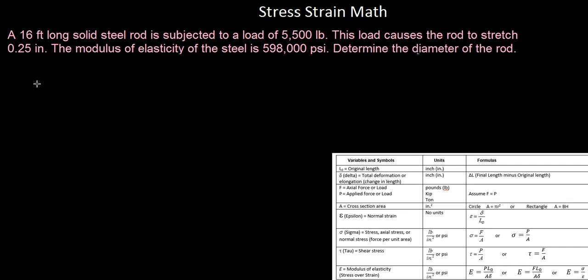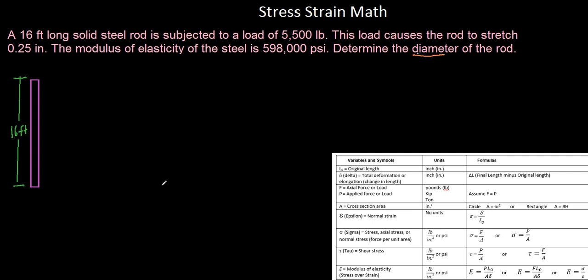We're asked to solve for the diameter of a rod, so I'm going to assume it's circular shape. I'm going to go ahead and draw this rod here. It's 16 feet long and has 5,500 pounds of force, and it elongates a quarter inch, and it has an elasticity of 598,000 pounds per square inch. So given this information, find the diameter.